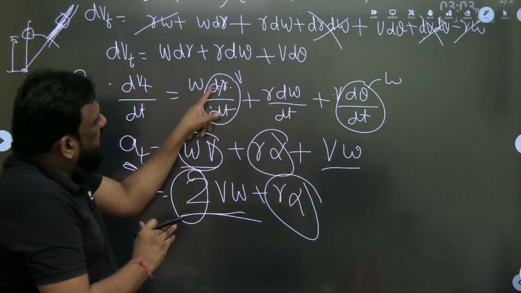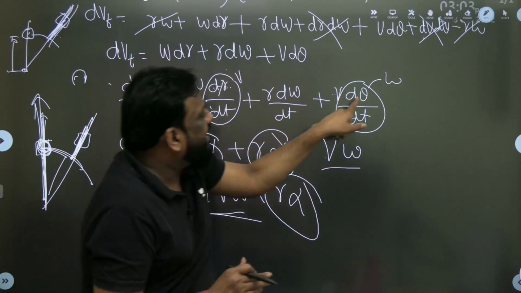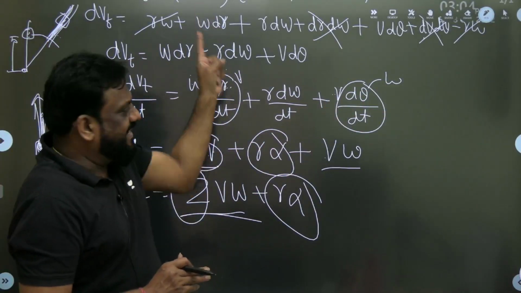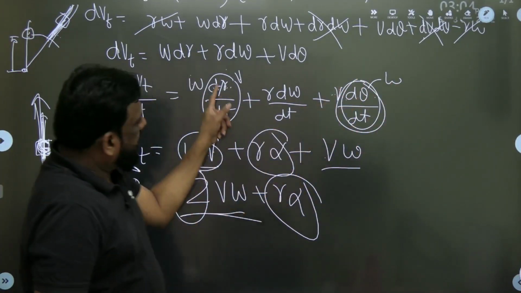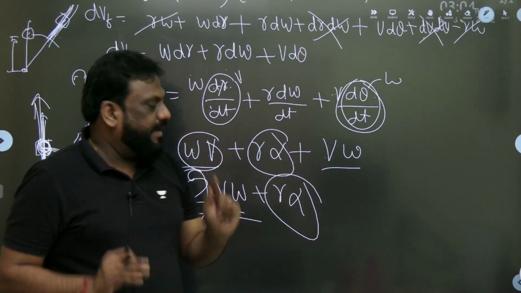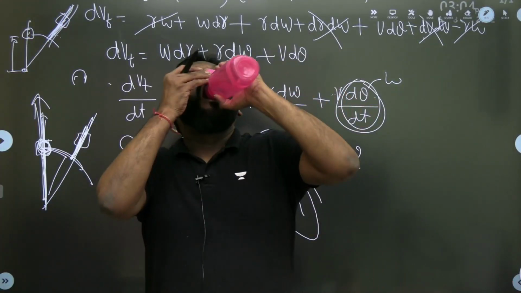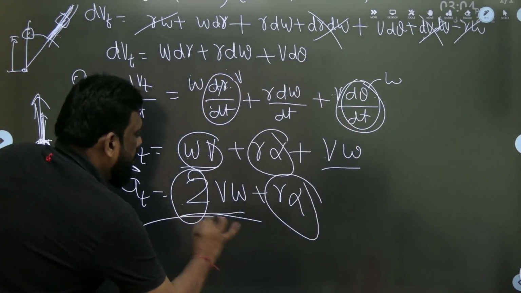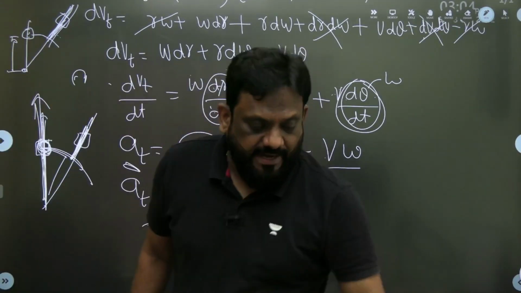2 is due to 2 v omega. One v omega is due to sliding, the other v omega is due to rotation. D theta by dt is due to rotation, dr by dt is due to sliding. That's why you get the 2 value. In interviews it was asked why 2 omega. Wonderful, sirs. So this is my Coriolis component of acceleration, 2 v omega, where v is velocity of sliding.